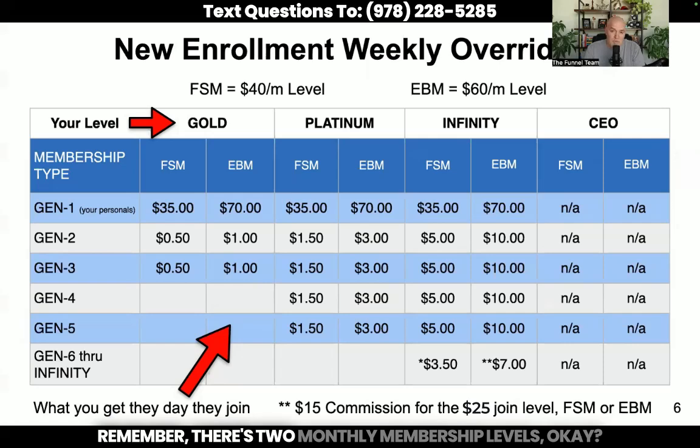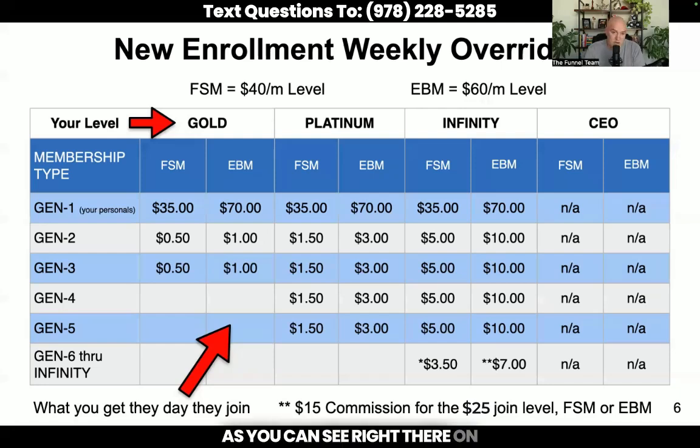Remember, there's two monthly membership levels, okay? So you have $40 per month, or you have the $60 per month, which is essentially FSM or EBM. And it's broken down into those two columns, okay? Now, if someone joins at the lower cost, you can see that down at the bottom of your screen. And yes, I have it for $20 there. It should be $25, okay? But you can understand the basic points here and the basic income that you get, the commissions that you get when somebody joins, okay?